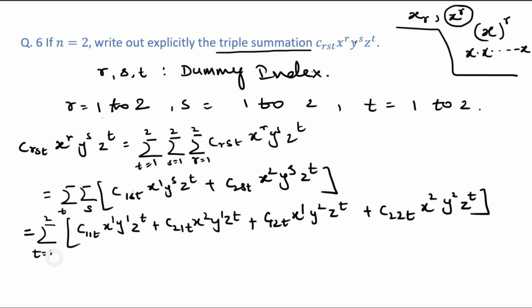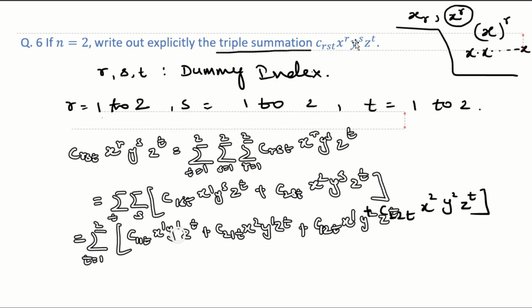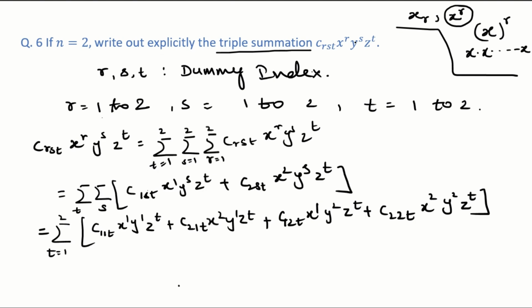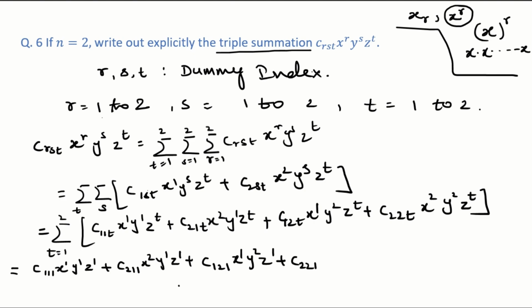Now let's substitute t as 1 and t as 2. When you substitute t as 1, you will get 4 terms, and when you substitute t as 2, you will get another 4 terms. So in this way, you will get 8 terms in total. So the first 4 terms will be c1 1 1, x1 y1 z1 plus c2 1 1, x2 y1 z1, c1 2 1, x1 y2 z1 plus c2 2 1, x2 y2 z1.